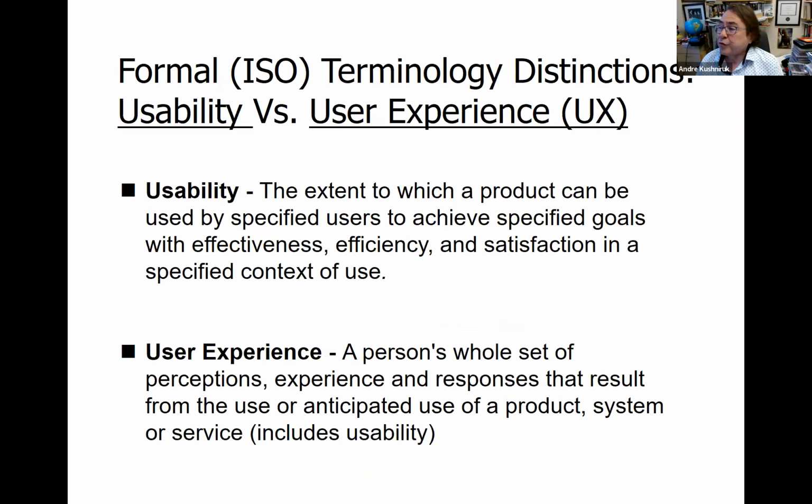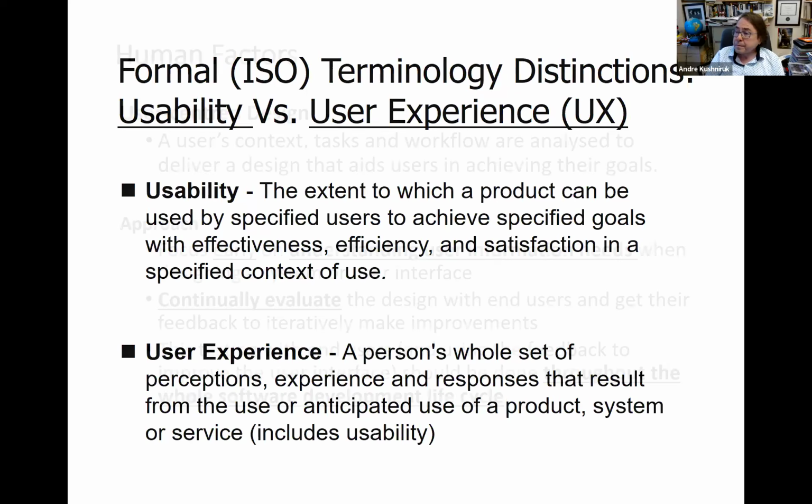This last of the definitions is the formal international standards definition, very similar to the one I presented. Usability is the extent to which a product can be used by specified users to achieve specified goals with effectiveness, efficiency, and satisfaction in a specified context of use. As I've mentioned, user experience is defined by ISO as a person's whole set of perceptions, experience, and responses that result from use or even anticipated use of a product or system. So it includes usability.